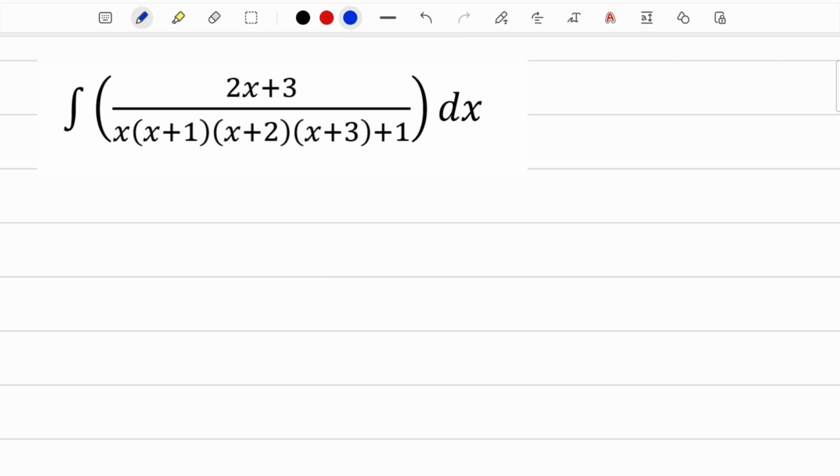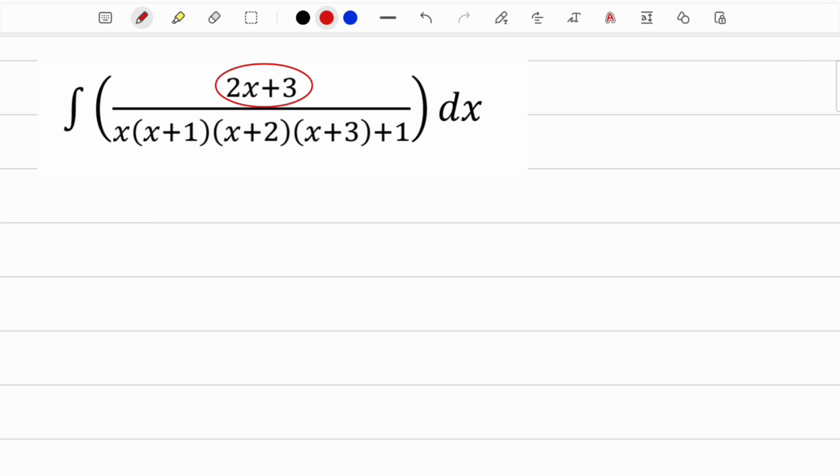So we have one question: integration of (2x plus 3) upon x into (x plus 1) into (x plus 2) into (x plus 3) plus 1. चलो किस तरह से सॉल्व करेंगे देखते हैं. So as you can see here, we got 2x plus 3 in the numerator.